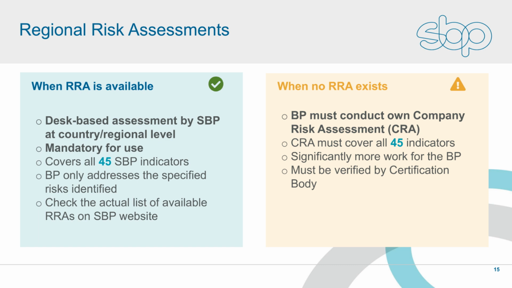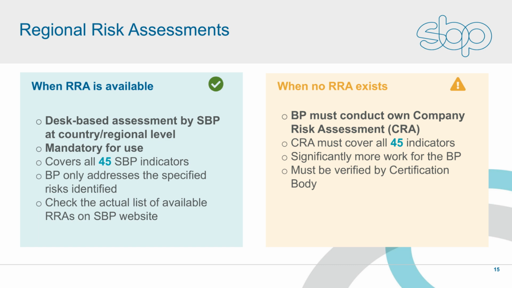This slide zooms in on one of the most fundamental choices in Standard 2, whether the risk assessment is driven by a regional risk assessment published by SBP or by the biomass producer's own company risk assessment. Let us look at each side in turn.